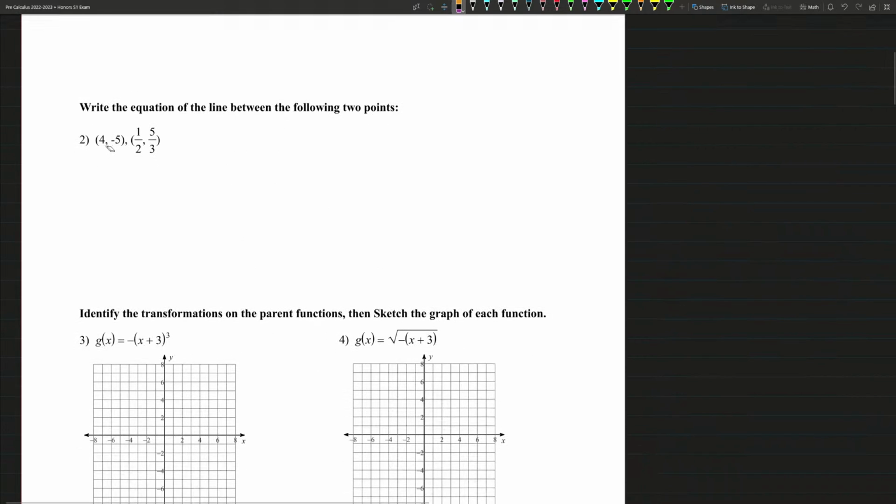Number 2, you're given 2 points. So this is going back to algebra 1, if not before. You need to find the slope, and you need to find the equation of a line, either in y equals mx plus b or y minus y1 equals m times x minus x1. If I'm going way too fast, it's okay. I'm going to go through this as we go.